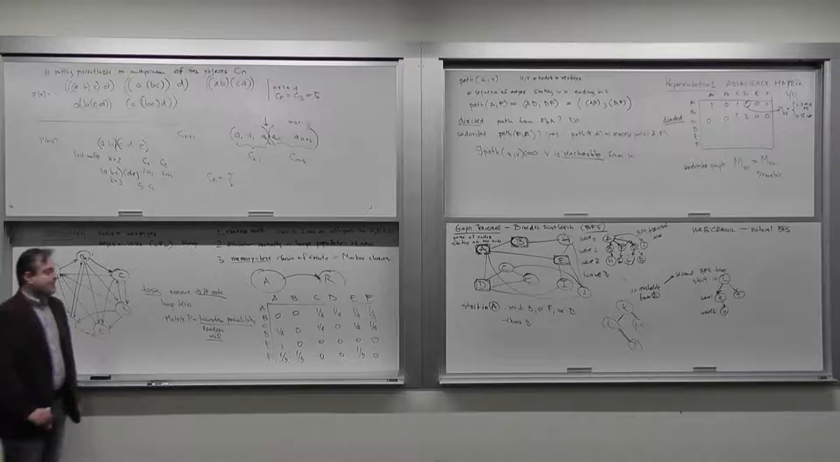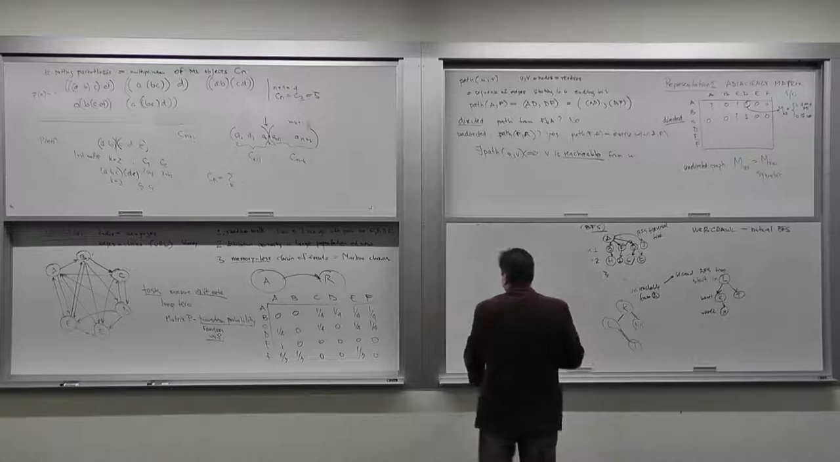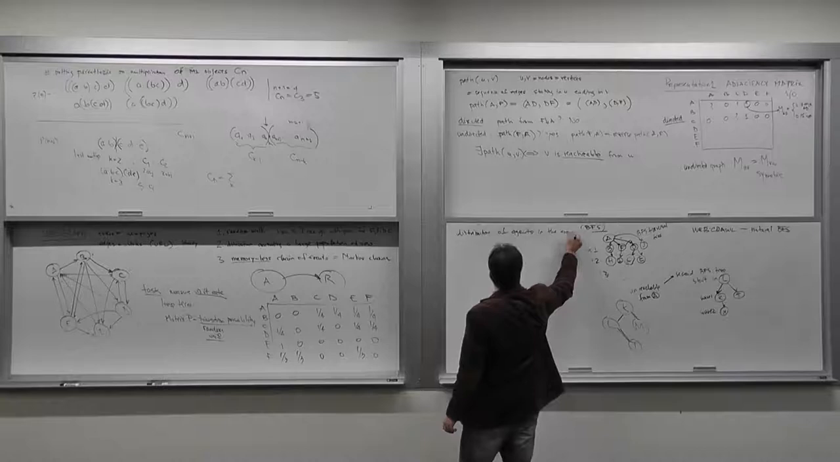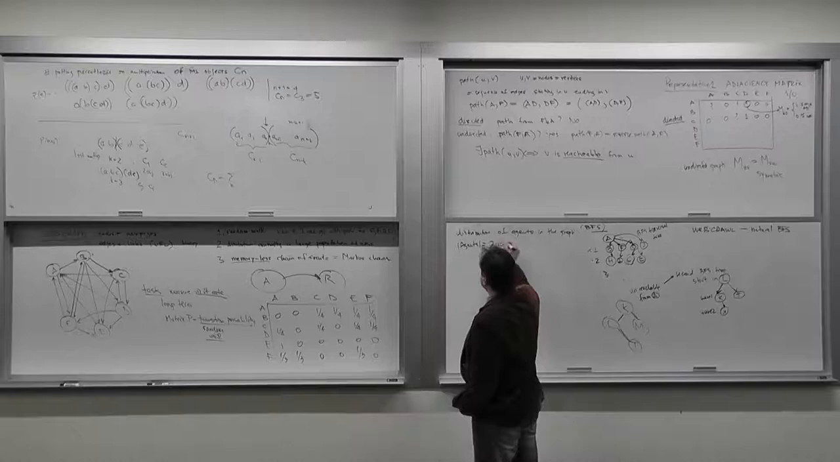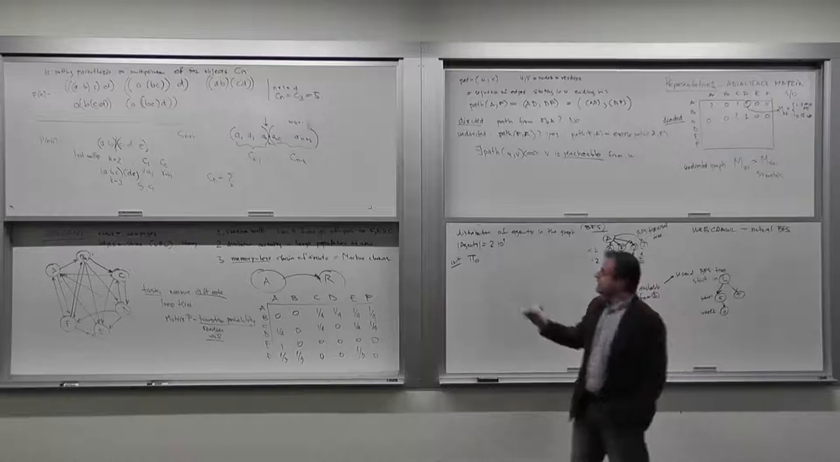The other thing that I need is a distribution of agents in the graph. So my agents, what I said is 2 billion people browsing the web right now. I'm going to assume an initial distribution, I'm going to call this pi zero. That's some distribution of where those people are.